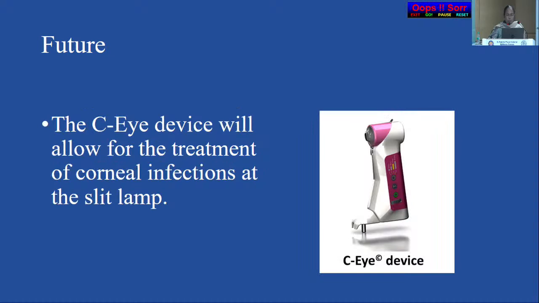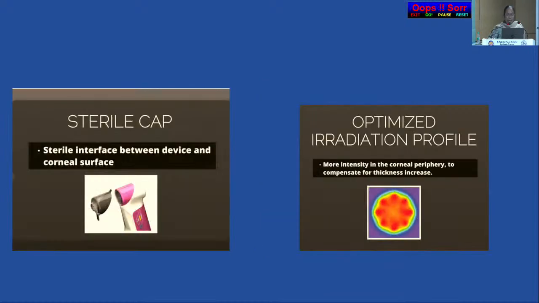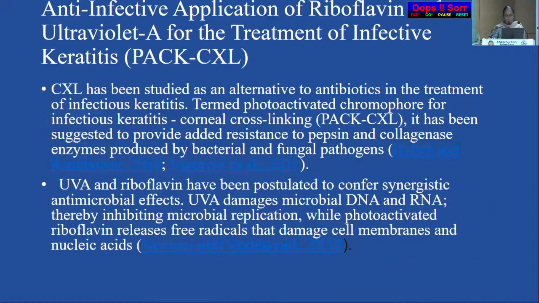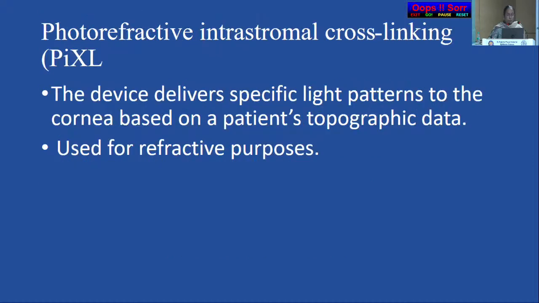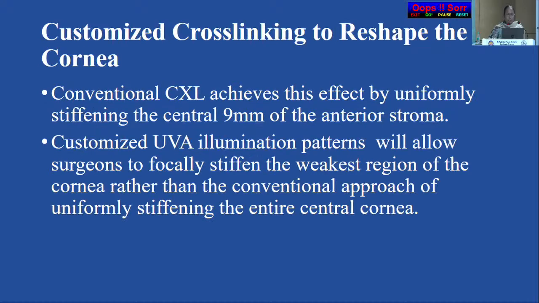The future is also the CI device, which allows the treatment in the slit lamp. And here you can use an optimized irradiation profile. So PACK-CXL we have also tried, but not with too much efficacy because most of our ulcers were fungal. We also had 2 perforations in that. The photorefractive intrastromal cross-linking device allows specific patterns to the cornea based on the patient's topographic data.